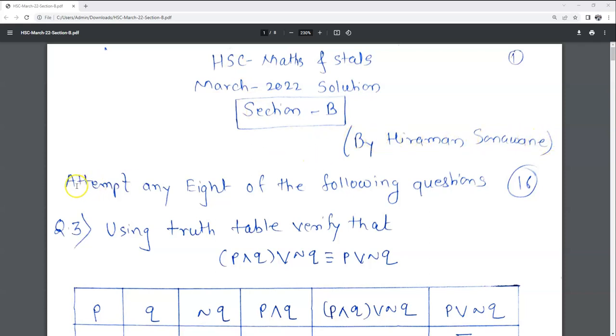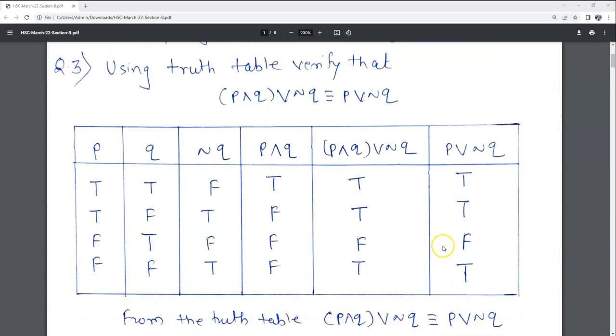Okay. Now the question is this: attempt any 8 of the following questions. कोणतेही 8 क्वेश्चन सॉल्व्ह करा असं सांगितलेलं आहे. प्रत्येक क्वेश्चन हा every question is going to be of 2 marks. Okay. Now let's see what they have as a part of the first question.